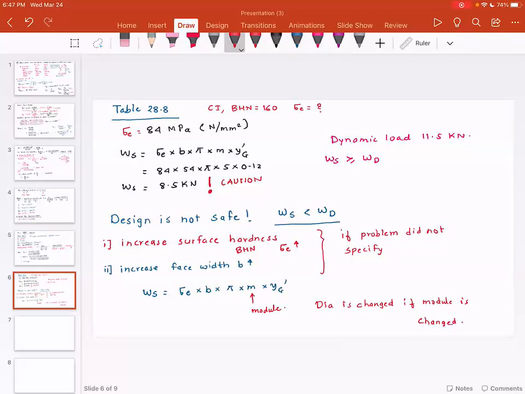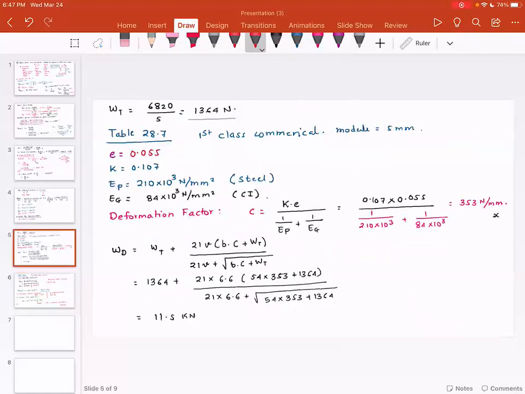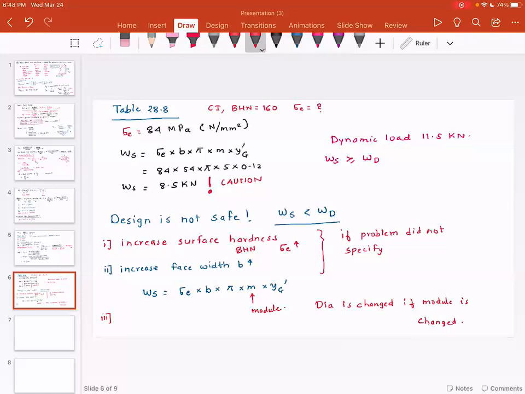So what I'm going to do in this particular case, there is one more option. You can actually change the type of cut. So we used something called first class commercial gears. We can use precision gears, or change the gear from first class commercial to precision.